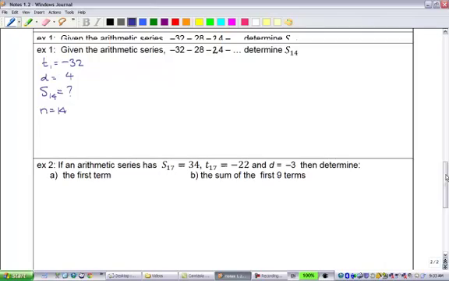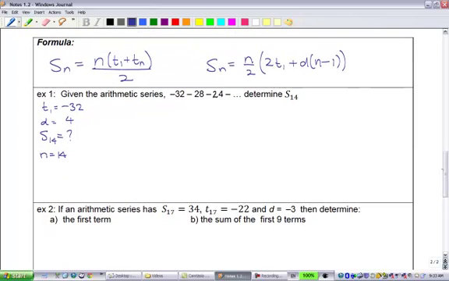Which of our two formulas has t1, d, and n? Looks like the second one. We don't have the last term. So let's try this formula out. Sum 14 is going to be n, which is 14 over 2, times 2 times negative 32 plus a common difference of 4 and 14 minus 1.